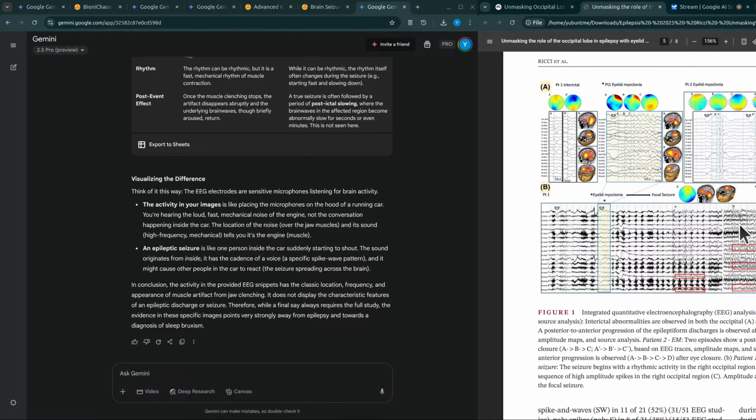The agent is using an analogy to further explain the difference. It compares the muscle artifact to the sound of an engine heard from outside a car, while comparing an epileptic seizure to a person shouting from inside the car. This analogy highlights that the observed activity is originating from external sources, the muscles, not from the brain itself.